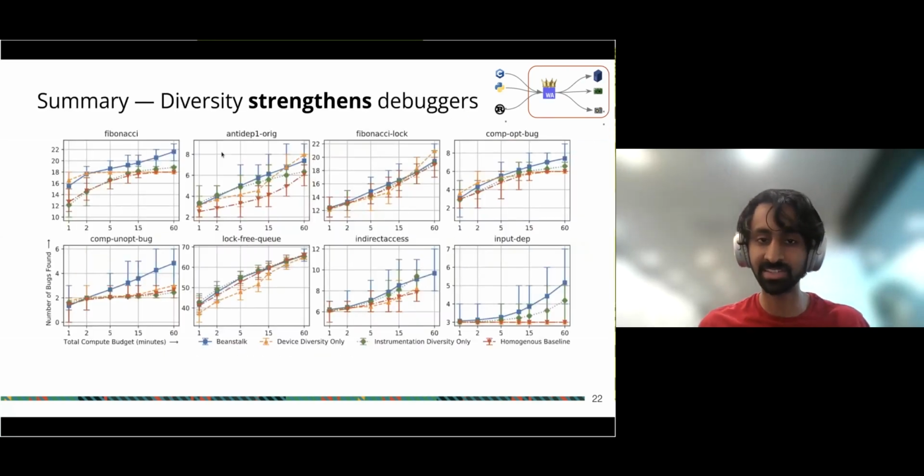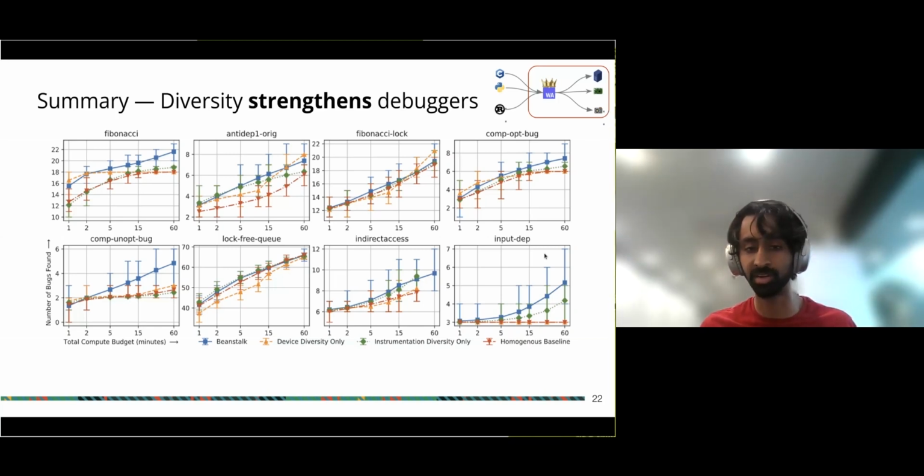And to summarize, with all of our insights, we ran a couple of simulated debug campaigns, and this is a summary of a debug campaign across specific compute budgets. What we see is that device diversity and instrumentation diversity together produce a much stronger debugger than using either one of them without the other, or using just homogeneous devices without any instrumentation diversity.